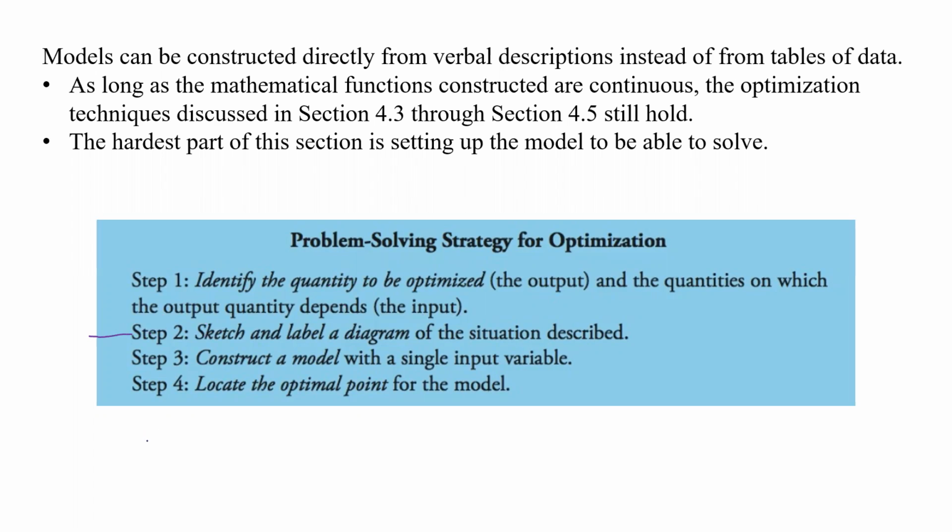Now, step 3 says construct a model with a single input variable. So you're going to get a thing. You might have maybe the area is equal to x times y, and maybe you have a perimeter is equal to 2x plus y. Maybe you have one side as a house or something. And what you're going to do is you're going to solve this one because you might know the perimeter, maybe it's 50. You'll solve this one for y, and then you'll plug whatever that is into this one. And so we have just one function in one variable. Okay, that's what that means by constructing a model with a single input variable. And then step 4, we're going to locate the optimal point for the model. Okay, so then that's when we kind of are working on solving it.